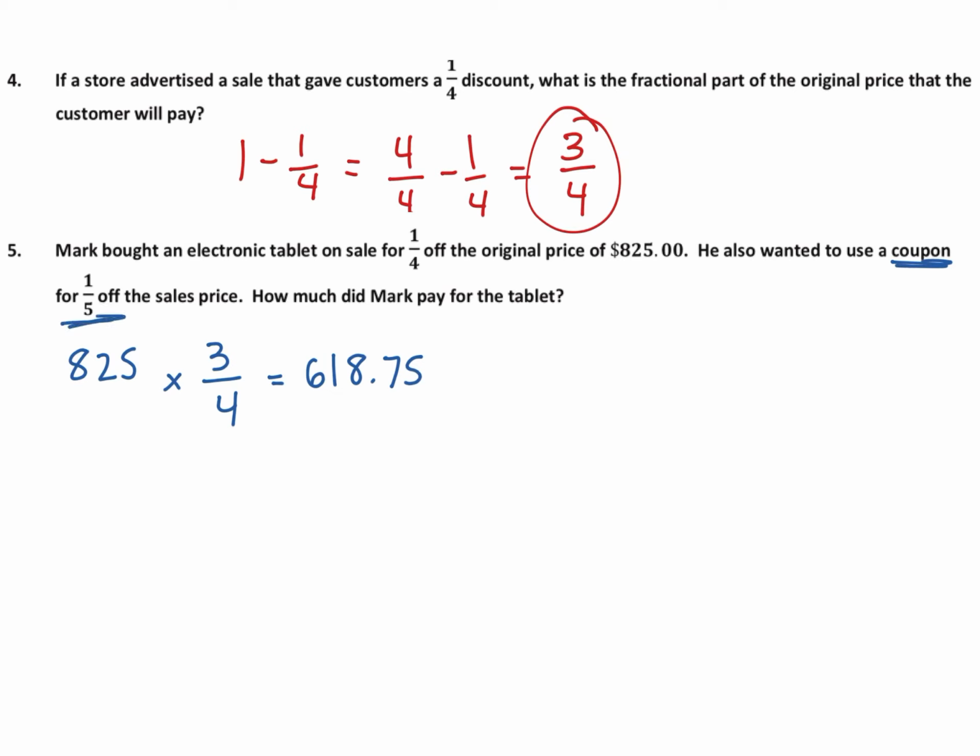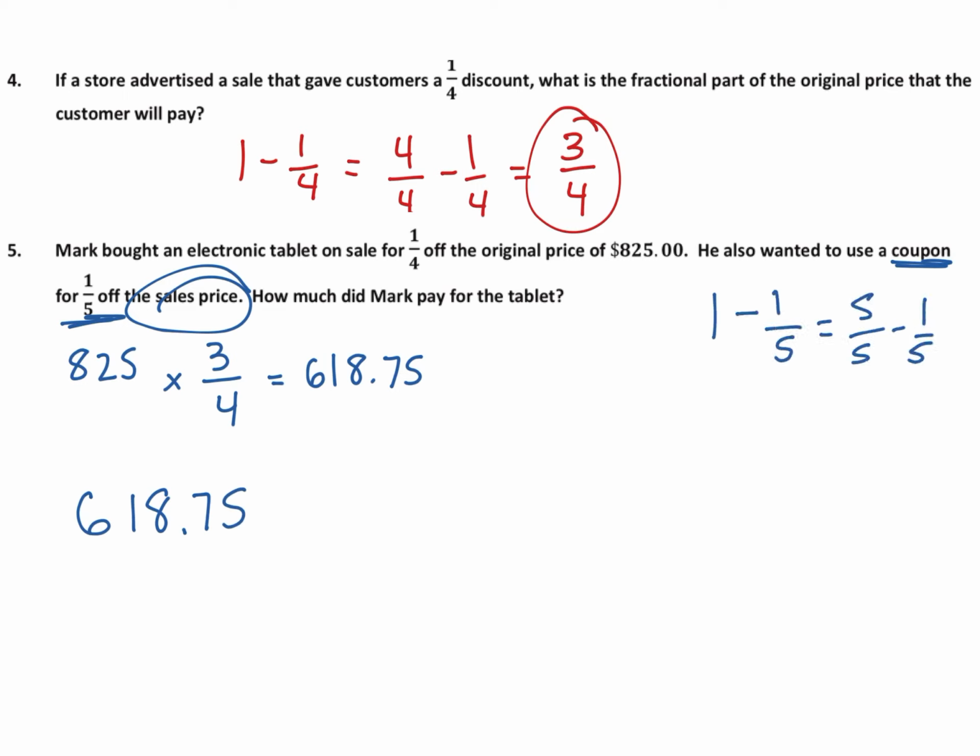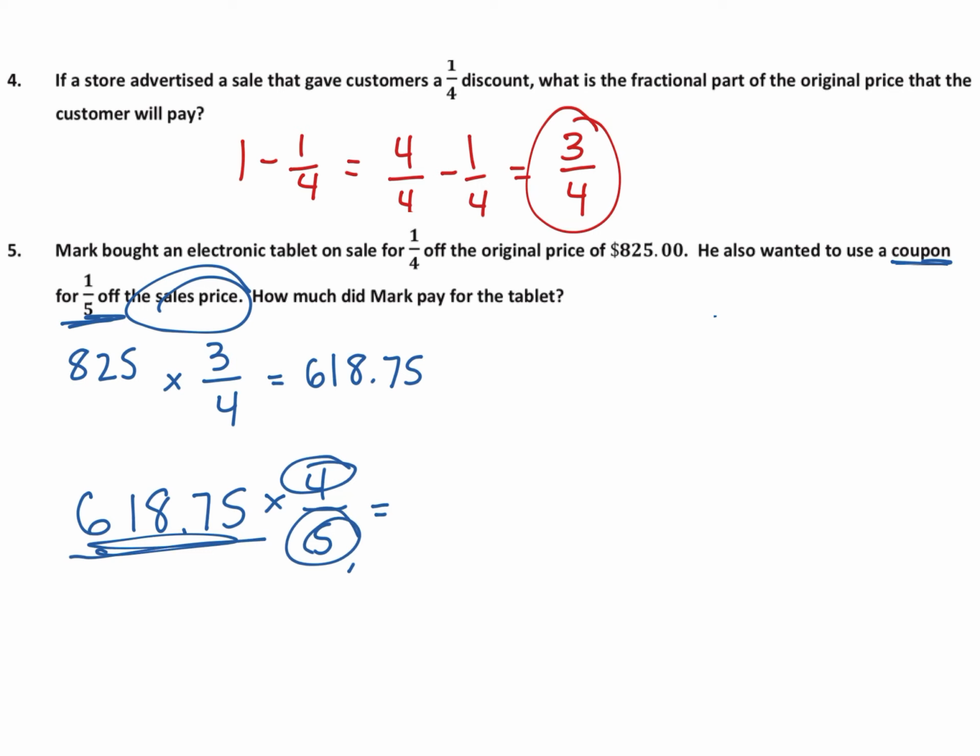Then he uses the coupon for 1/5 off the sale price. So now we're going to take 1/5 off of the $618.75. If we had a whole and we took off 1/5, that would be the same as 5/5 minus 1/5, leaving us with 4/5 left to pay. So same thing here. You can do 618.75 times 4 and then divide by 5. Or 4/5 as a decimal is 0.8. So you can do 618.75 times 0.8. Tell me what you get for the final price.